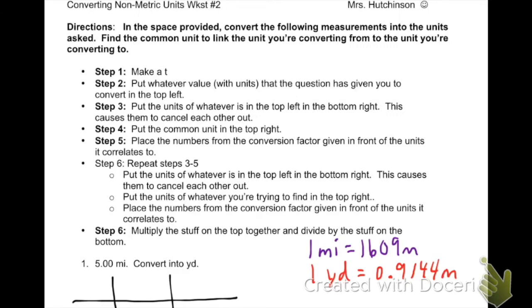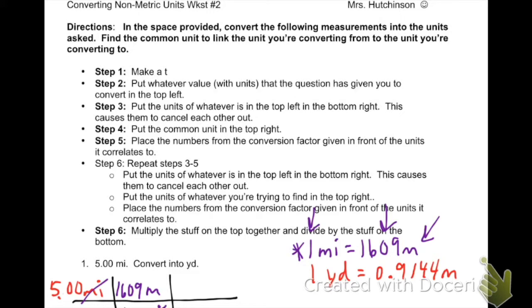So we've got our given, we're going to place that in the upper left. So we've got 5.00 miles. We're then going to take our appropriate conversion factor, the one that deals with miles, so this one right here. I'm going to use that one. We're going to place the unit of miles in the middle bottom so it'll cancel out. And then we're going to place the unit that's in our conversion factor, so meters, on top. We're going to place the appropriate numbers in front of their appropriate units, so 1 mile, and then we have 1609 on top.